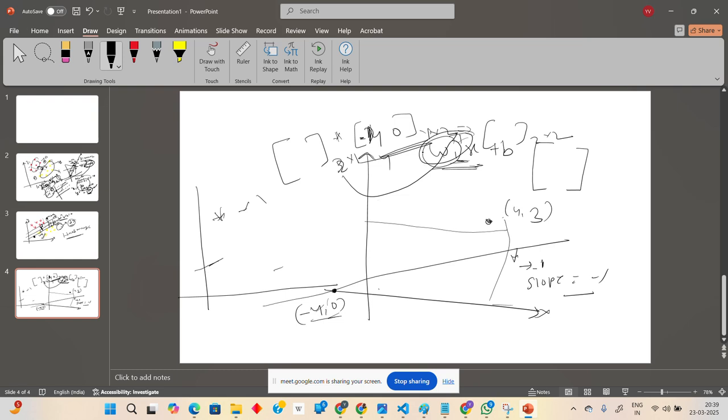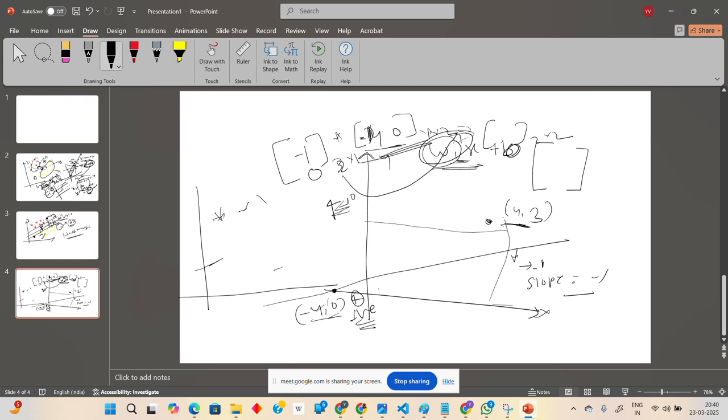Here the point is minus 4 comma 0 as x, and slope is minus 1. Let me consider my bias is 0. Then minus 1 times minus 4 is 4, and plus 0 into anything is 0, right? Plus 0, then this value is 4. 4 means positive.